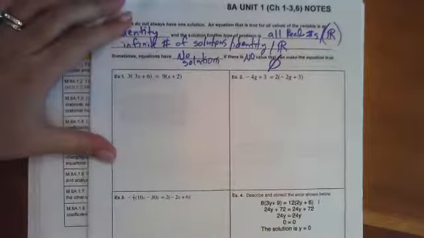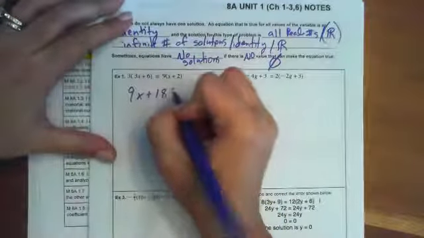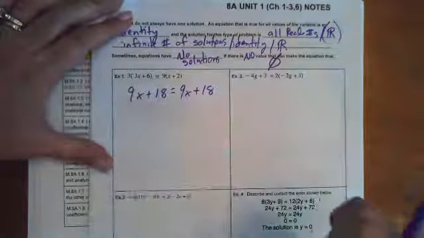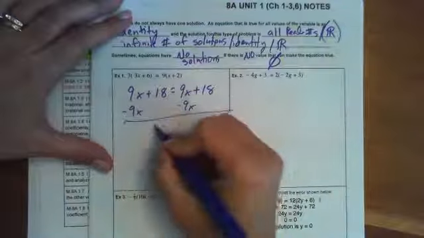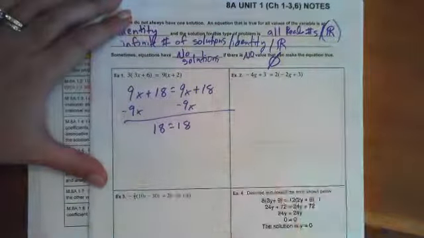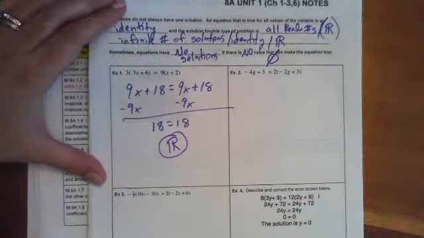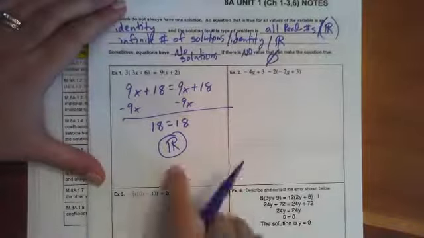Example 1. What do we got here? 3 times the quantity 3x plus 6 equals 9 times the quantity x plus 2. I'm going to go ahead and multiply that out. 9x plus 18. You guys should be really good at this. You might already have a clue when both sides are the same, but I want you to go ahead and subtract the 9x from both sides. We're going to get 18 equals 18, okay? When you have both sides equal each other, that means identity, or you can just write infinite number of solutions, etc., okay? So we'll just use that symbol.